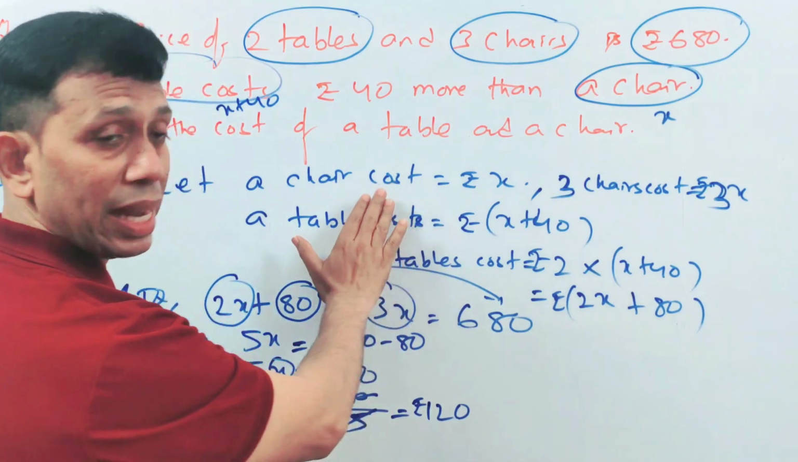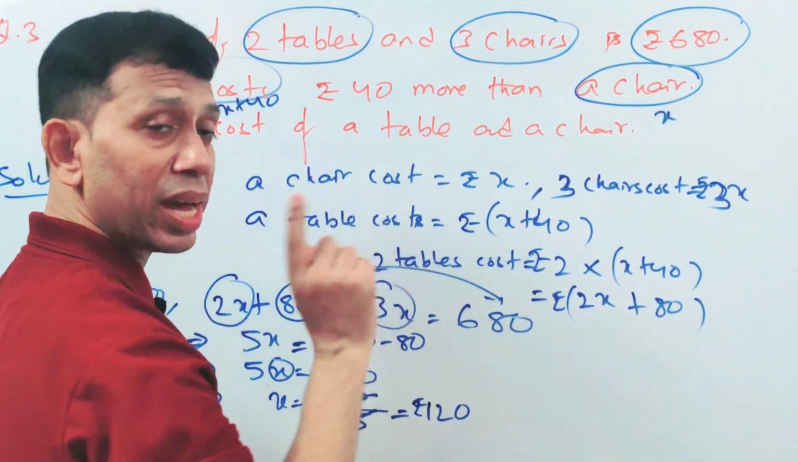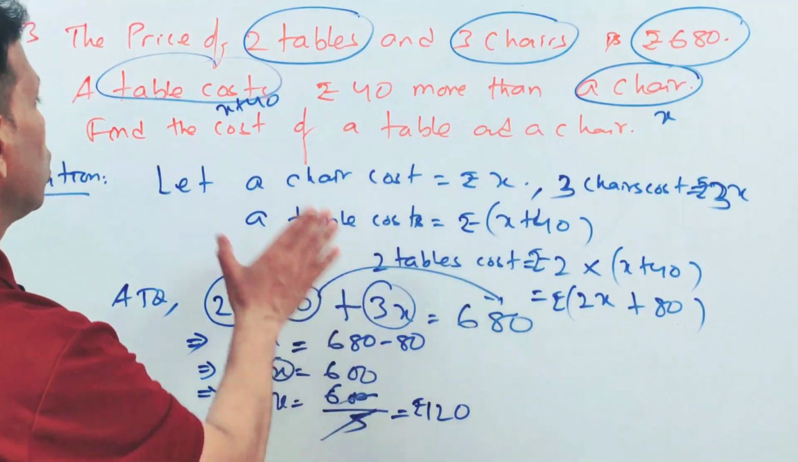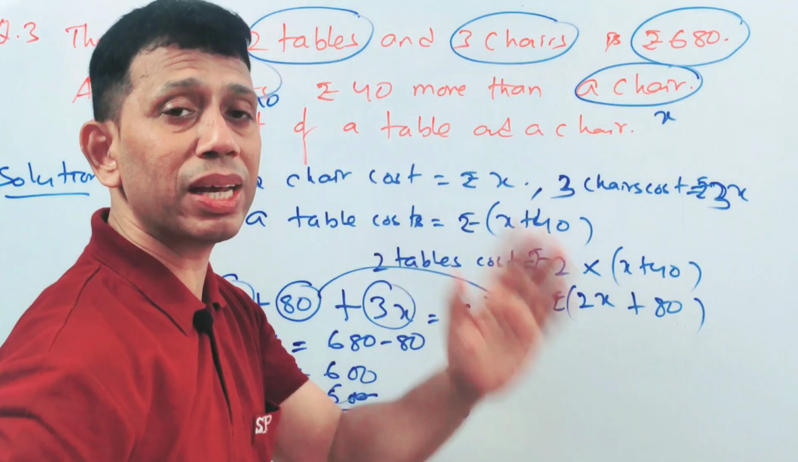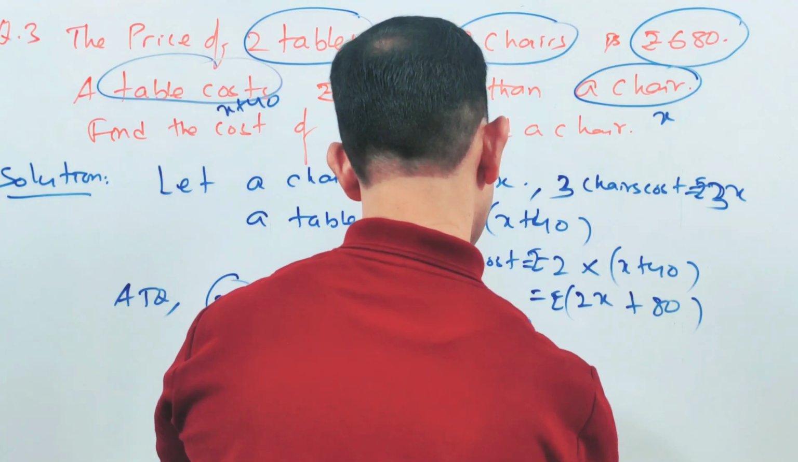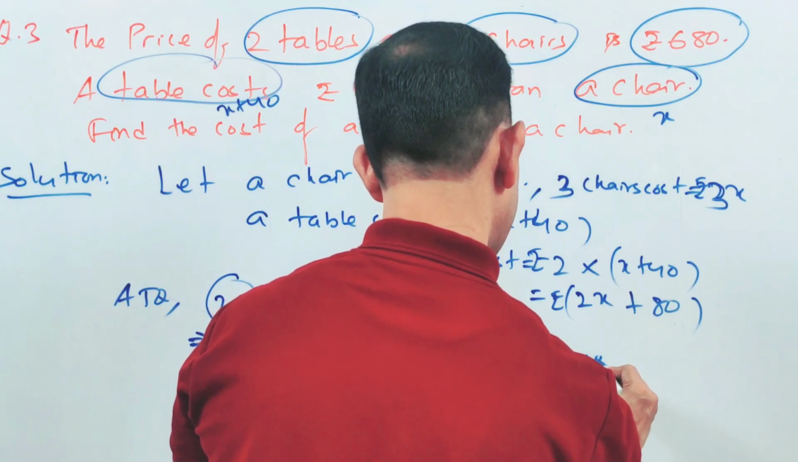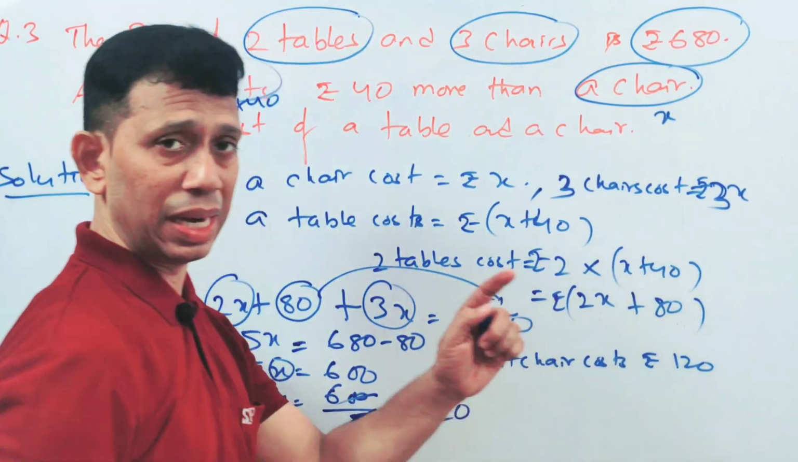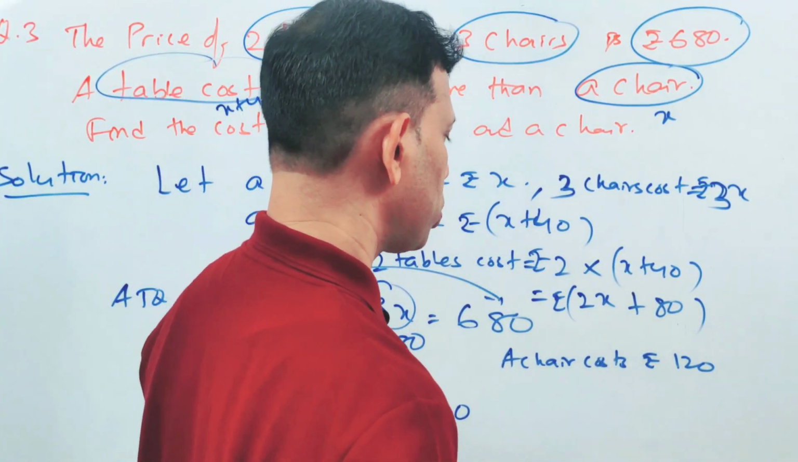So x, what have you taken x? 3, a chair costs x. That means a chair costs 120 rupees. So our question is to find the cost of a table and a chair. So the chair cost we have already got here. Therefore, a chair costs rupees 120.